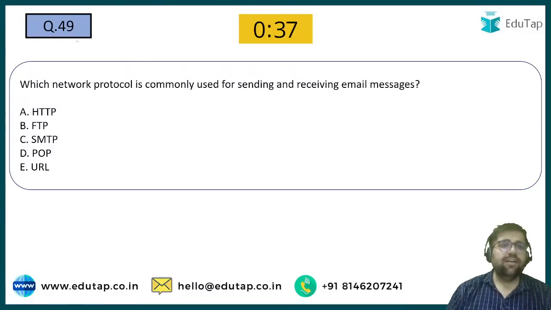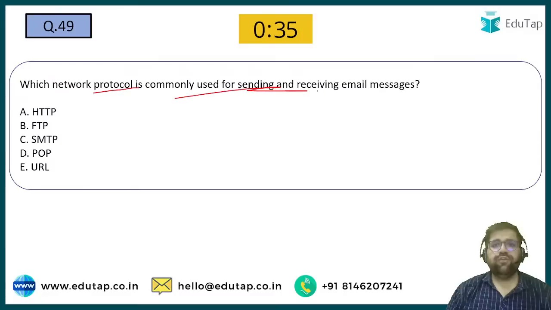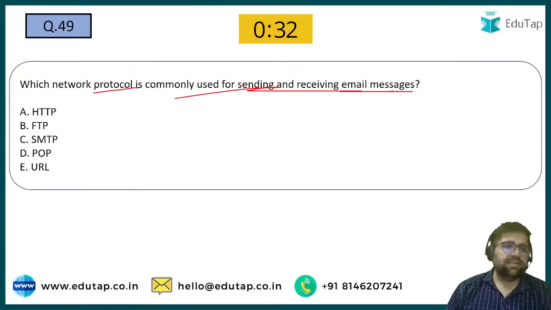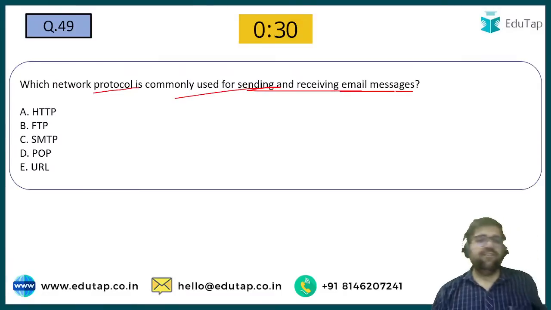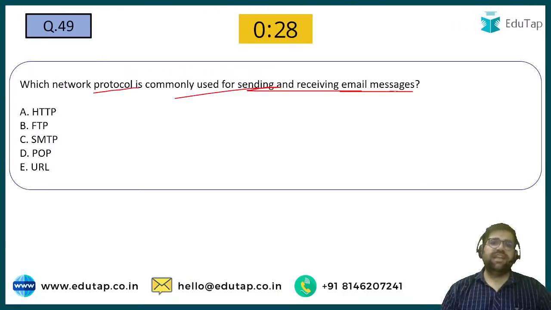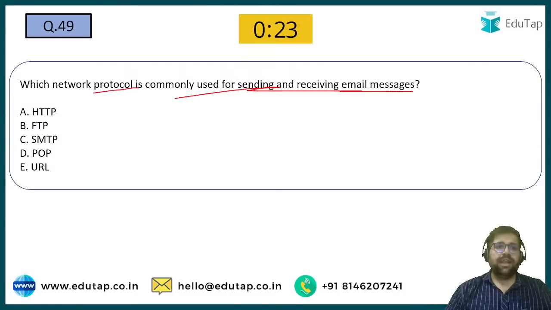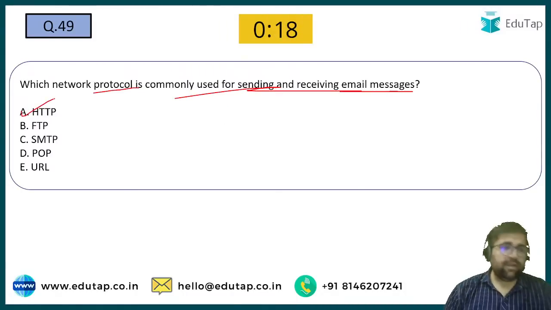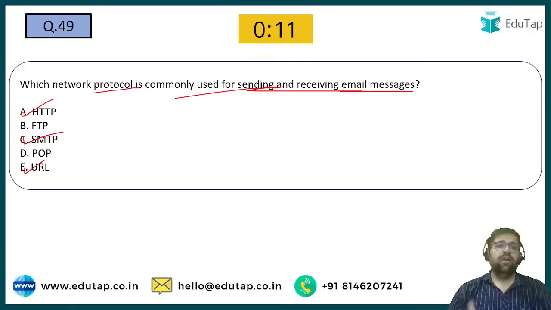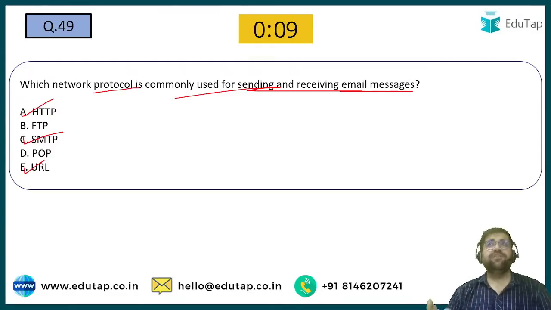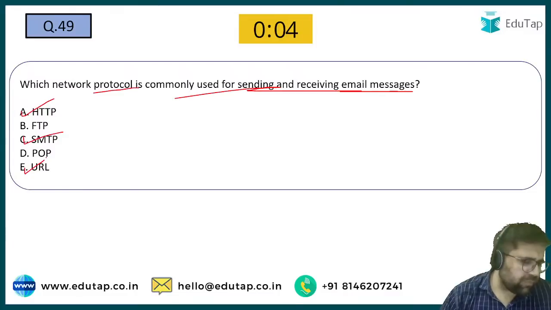Question number 49. Which network protocol is commonly used for sending and receiving mails? Which particular protocol is commonly used for sending and receiving mails? It will be your simple mail transfer protocol. Here also certain full forms are there. SMTP, yes. The answer will be simple mail transfer protocol. URL is what, my friend? URL is your uniform resource locator. POP, that is post office protocol, if I'm not wrong. FTP, we have discussed, file transfer protocol.